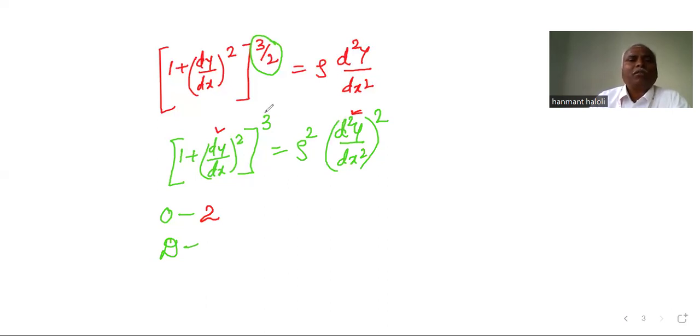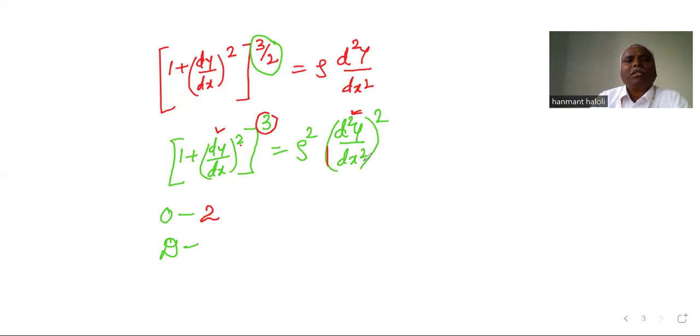Here you can see 3 is there, and here 2 is there, and inside it again 2 is there. Means here you can expand it. You get divided by dx to 6 also, but this is not the highest order. This is first order. Now here the second order term is d2y upon dx square. This is the second order term.